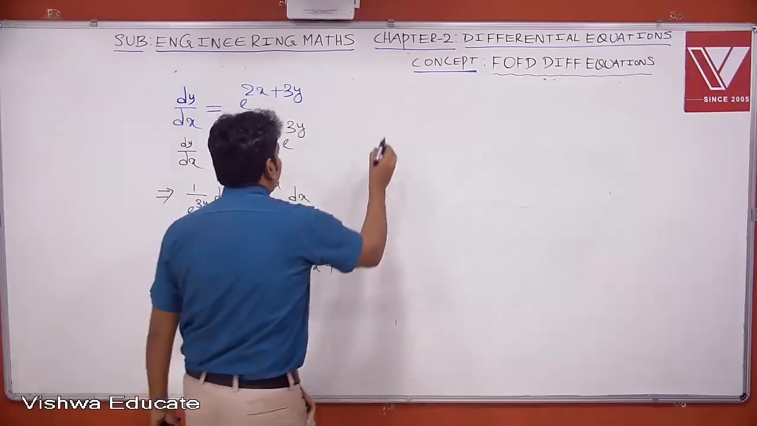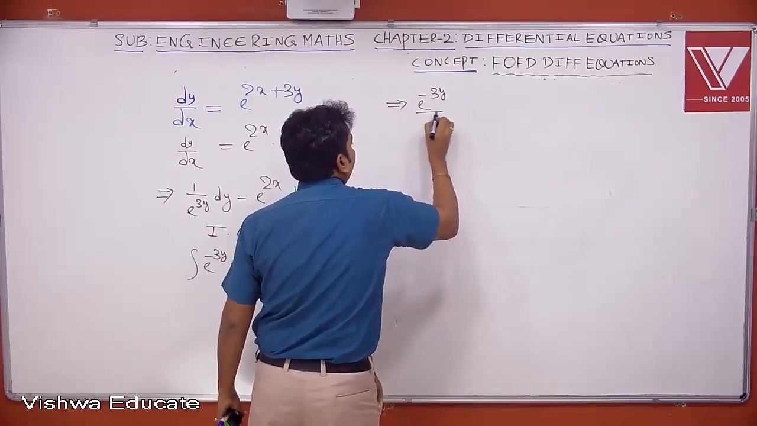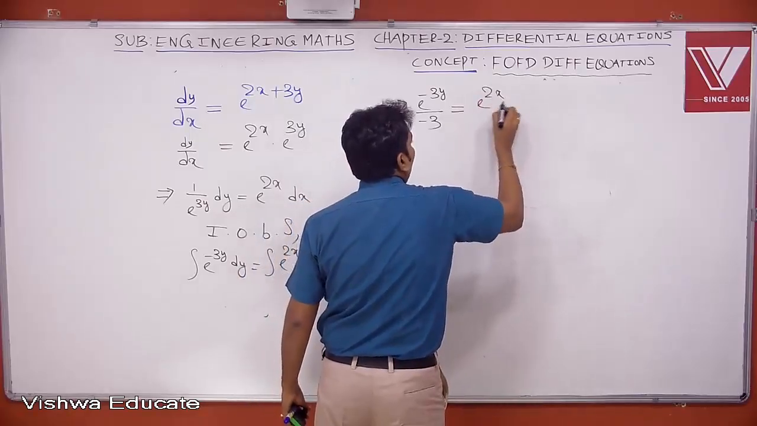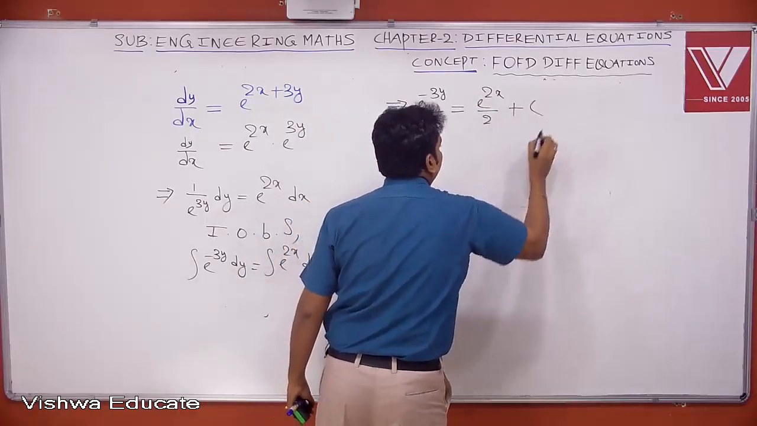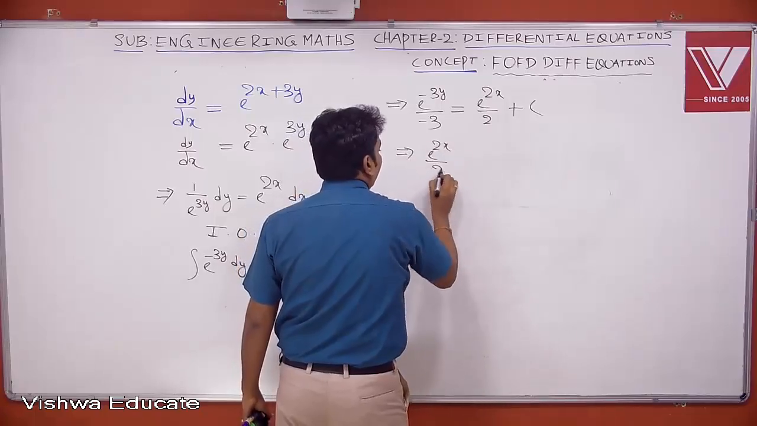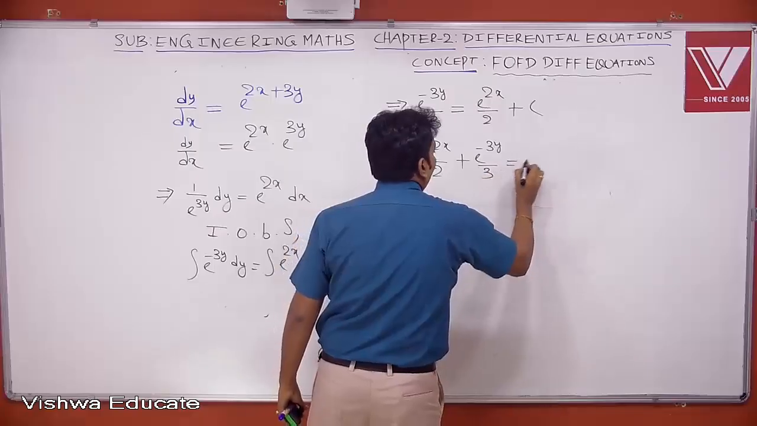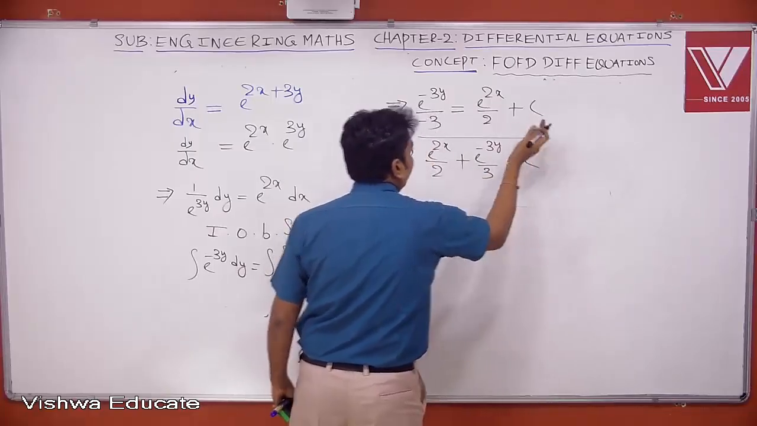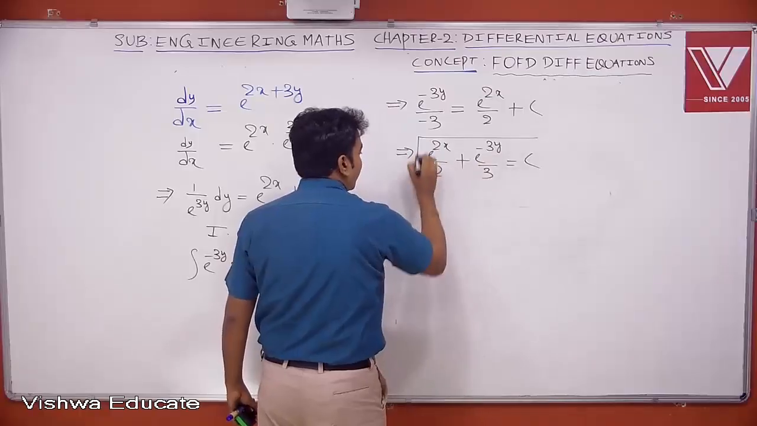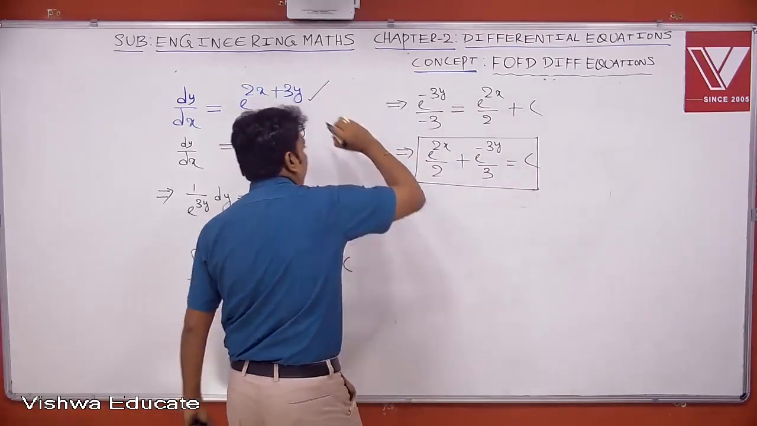Now this implies integral e power minus 3y is e power minus 3y by minus 3 equal to integral e power 2x, e power 2x by 2 plus c. Or this can be written like this, e power 2x by 2 plus e power minus 3y divided by 3 equal to c. Because when you take c on left side or right side, minus c can be written as c. Now this is the general solution of this particular equation.